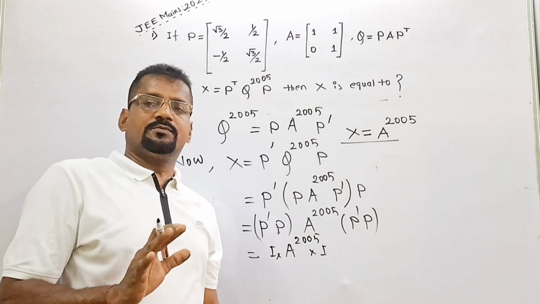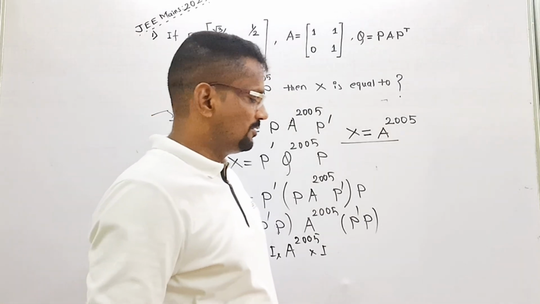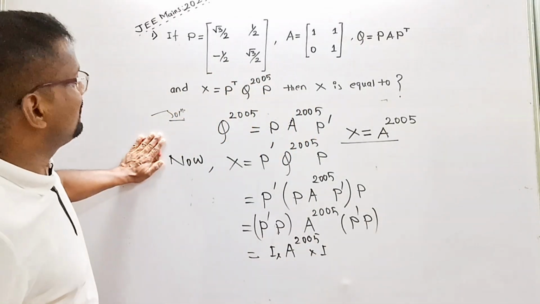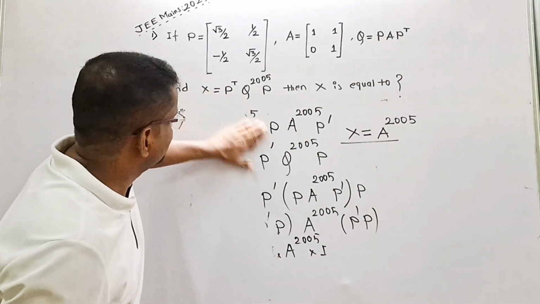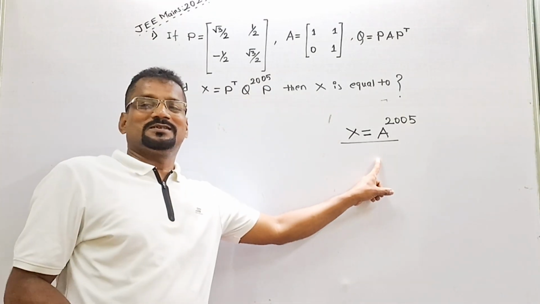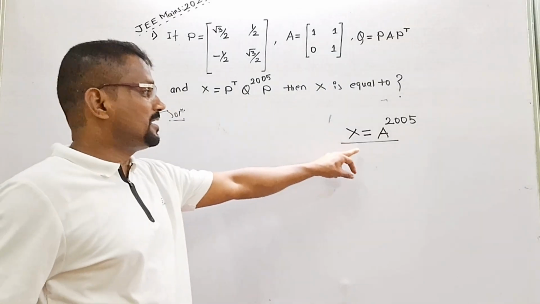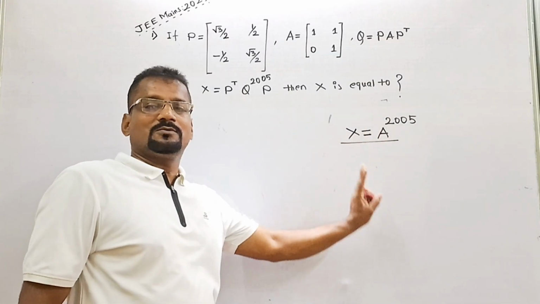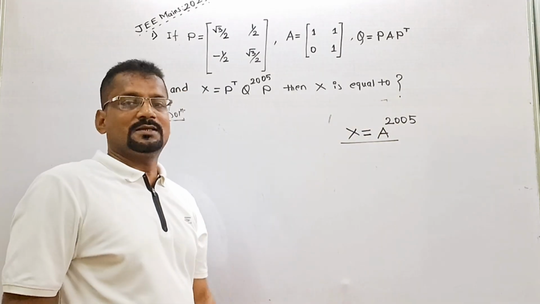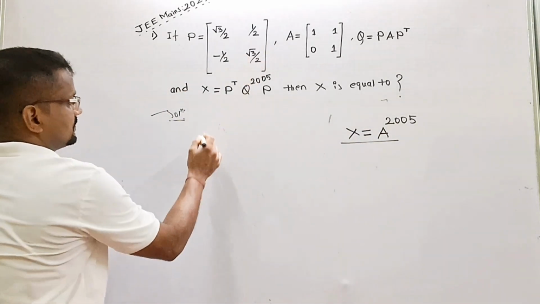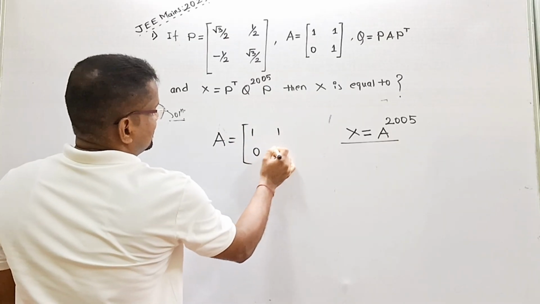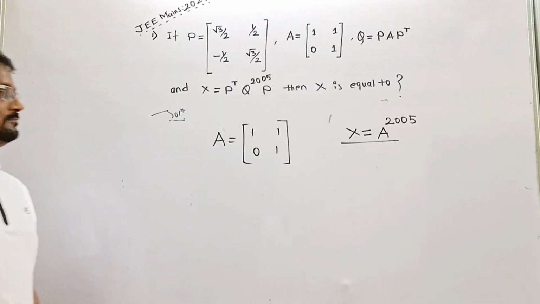Now it's very easy for us to find the value of A to the power 2005. There is also a symmetry, now you see. Now we are going to use this result, where finally you have obtained x equals A to the power 2005. Whatever is the value of A to the power 2005, that's the value of x. Now what is A? Look at this. A is 1 1 0 1. That's it.